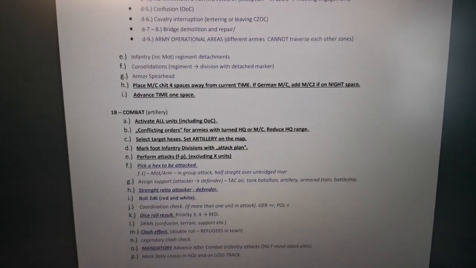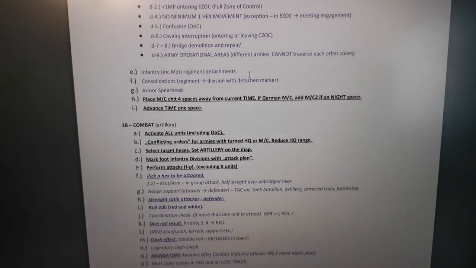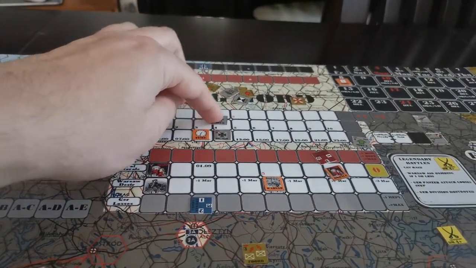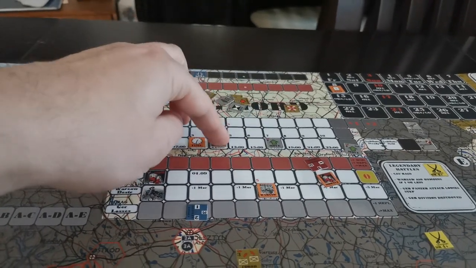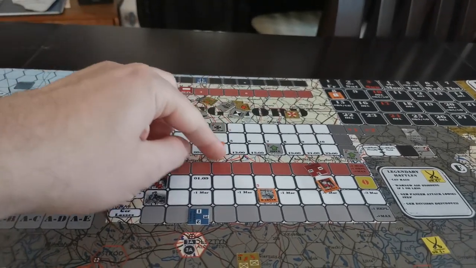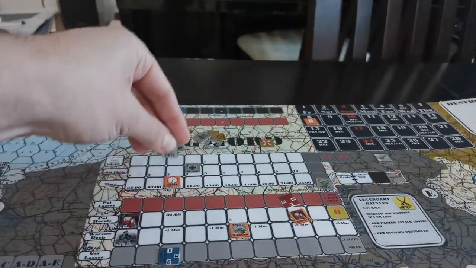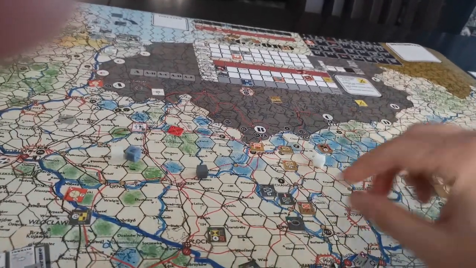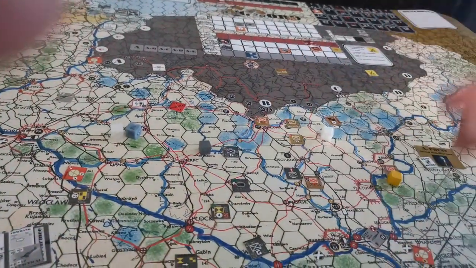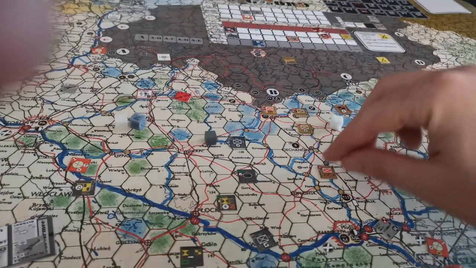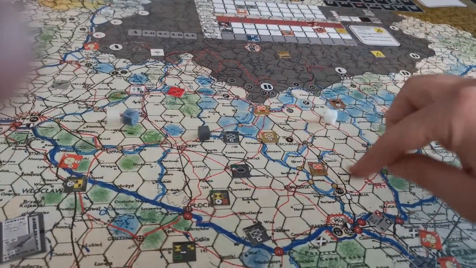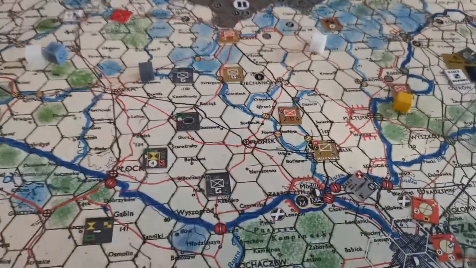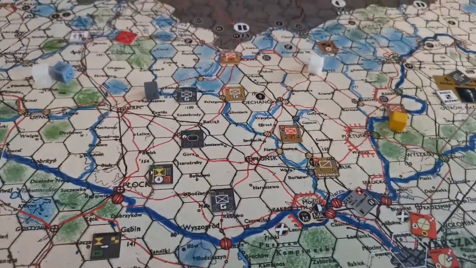And there's a step H, place move combat cheats forces spaces away from current time. So in this case, move would go 1, 2, 3, 4, and then advance time. So let's make a little example of play. Let's go back with this. I set them up just randomly to just see what is going to happen.